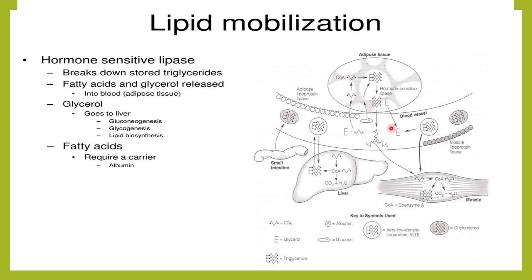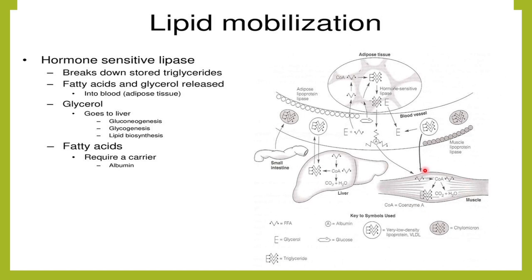So the lipid mobilization, I've told you, is whenever the triglycerides have to be broken down, the fatty acid and glycerol are released from it into the blood from the adipose tissue. This takes place with the help of various enzymes like hormone sensitive lipase. The glycerol that is broken down goes to the liver, where it is used for gluconeogenesis, glycogenesis, and even lipid biosynthesis.